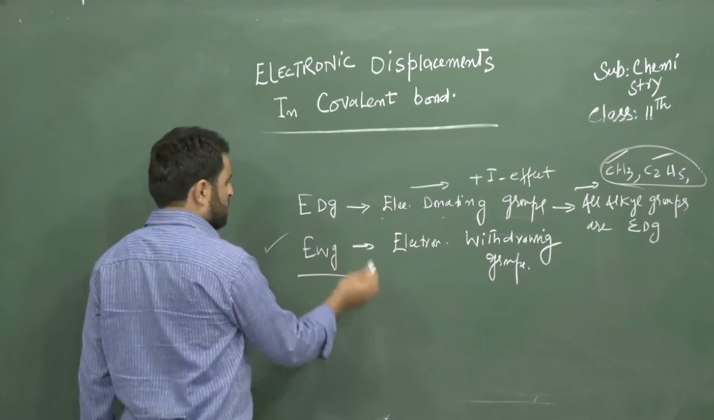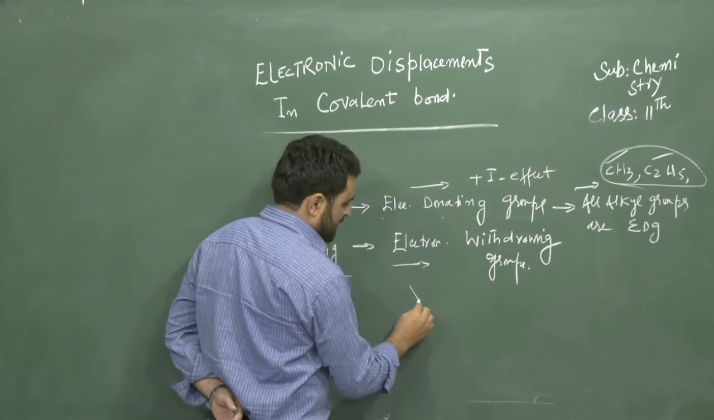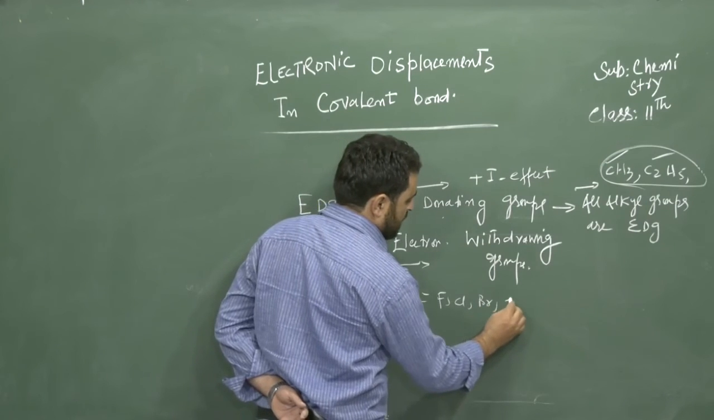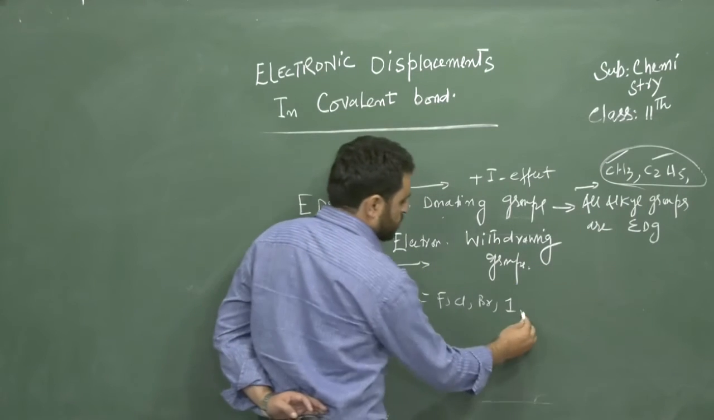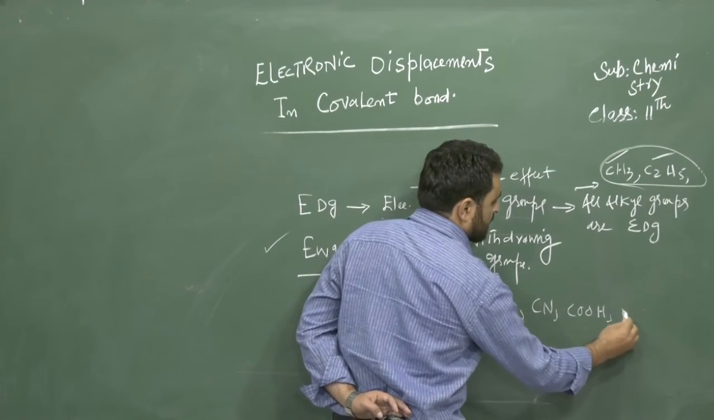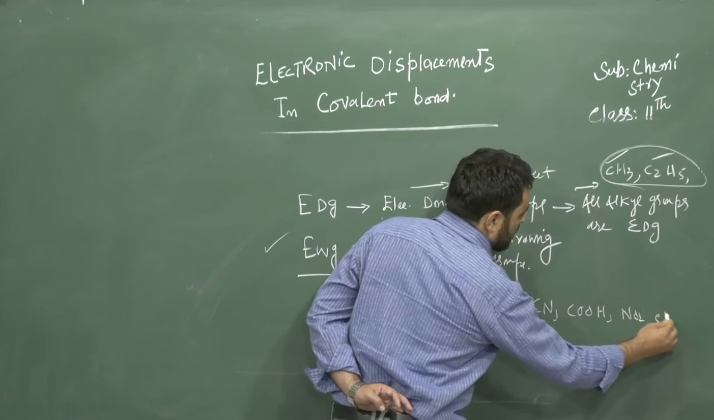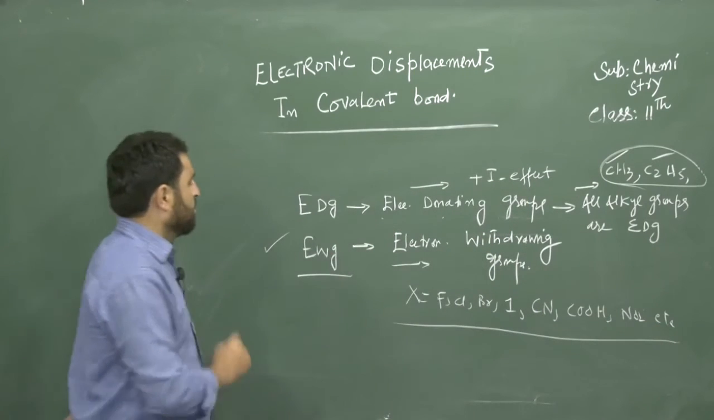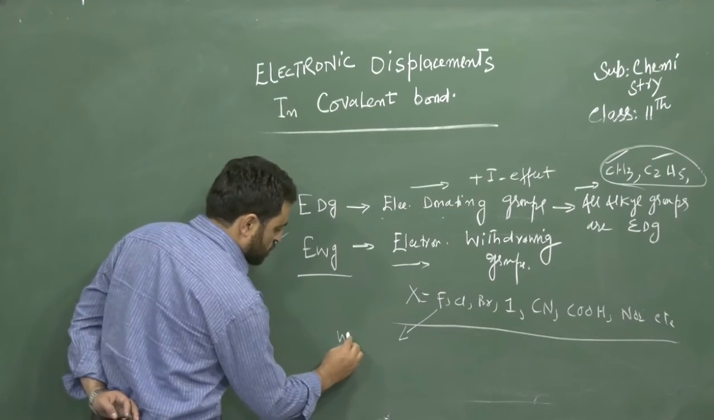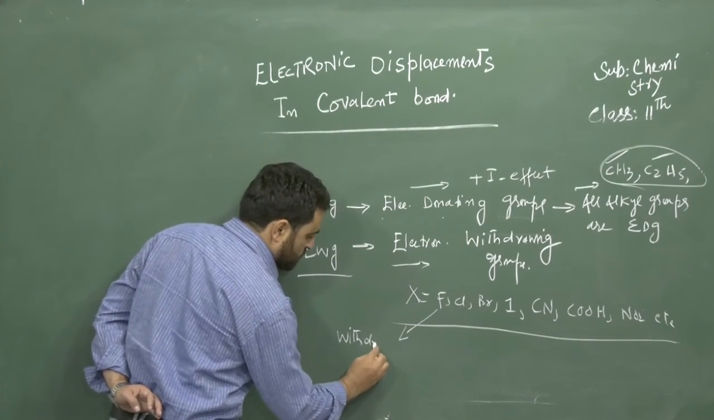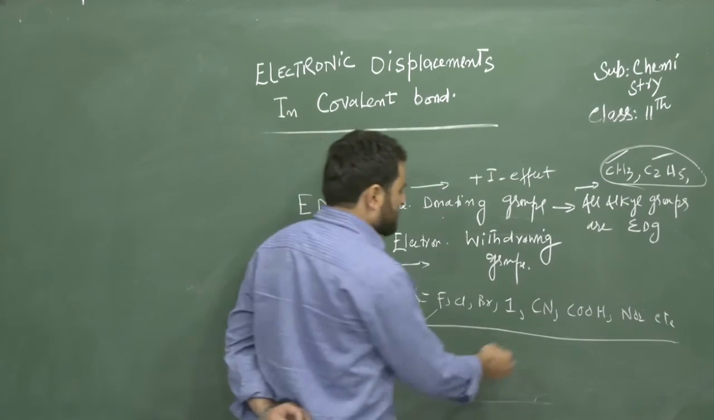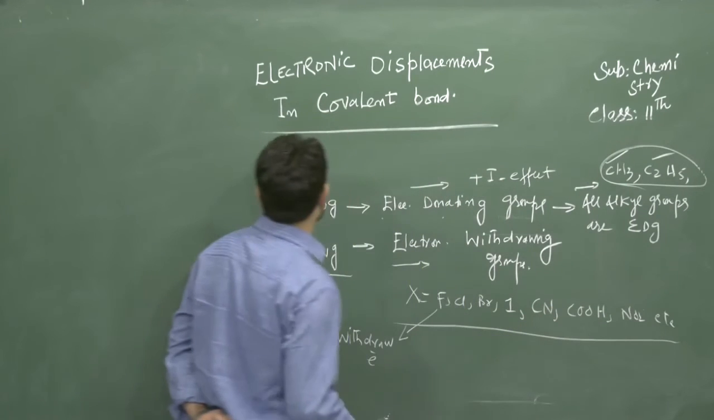Electron withdrawing groups, here comes X. X is fluorine, chlorine, bromine, iodine. Here also CN, cyanide, carboxylic group, nitro group, etc. All of them are electron withdrawing groups, means they withdraw electron towards themselves. For example, I will show you how CN withdraws electron.